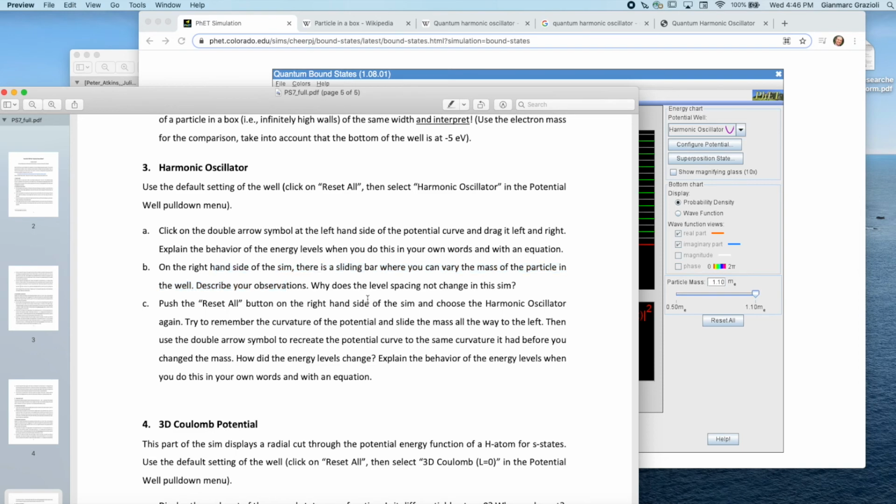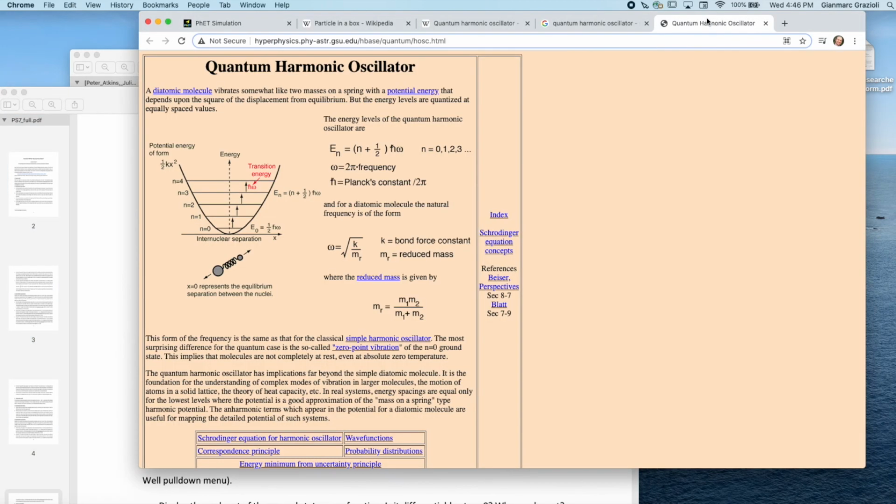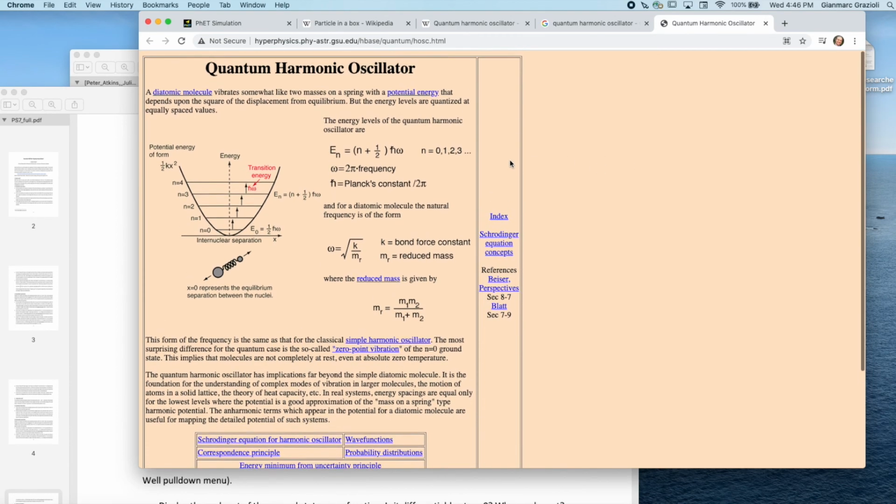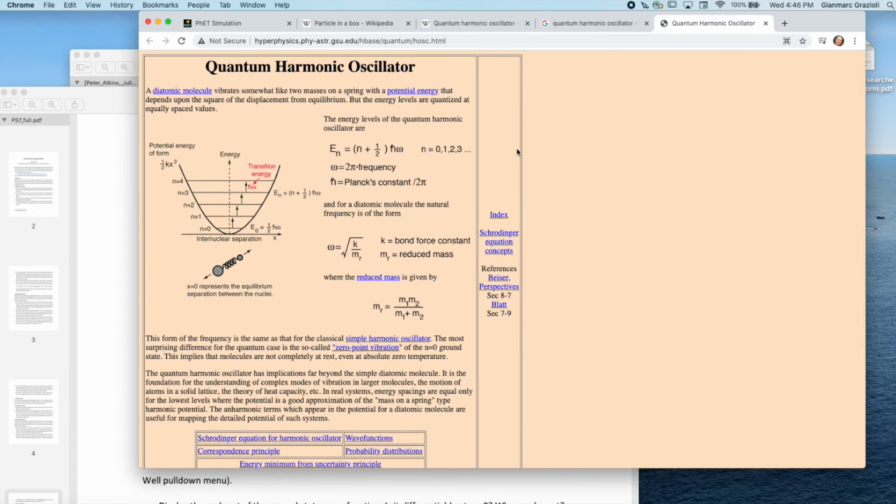So, well, let's look at the equations for the quantum harmonic oscillator. Georgia State has this thing called Hyperphysics. Really cool website. I like it. They've got a lot of good stuff on here. So we're going to look at their description of the quantum harmonic oscillator, because I like how they've done it here. And here they show the energy level.